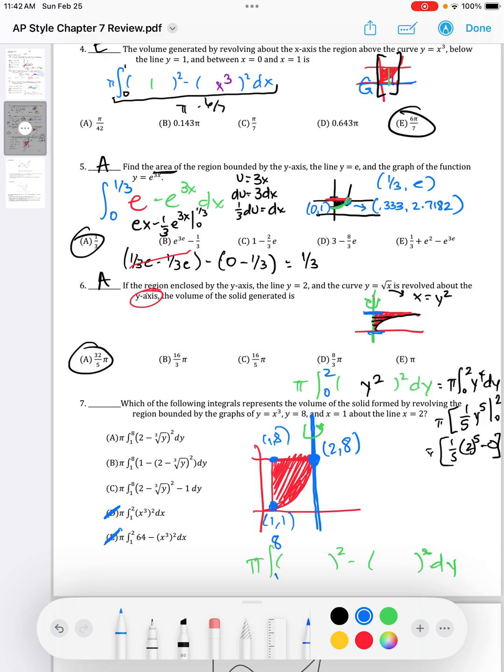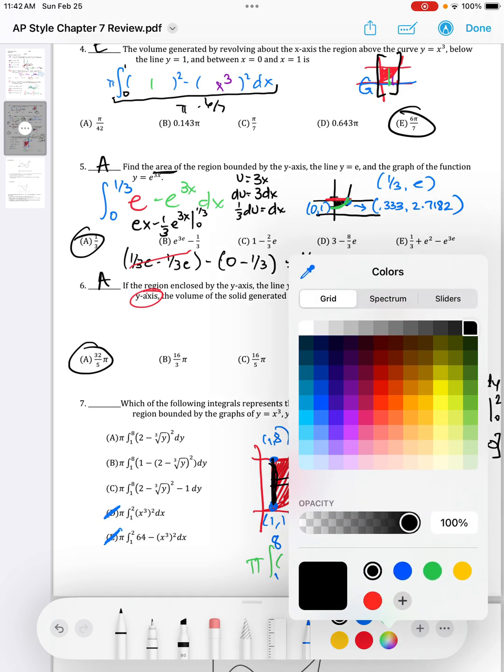Then the second thing that I can look for is my biggest radius. And the biggest radius is going to be from my axis going over to the farthest side of the region. And that farthest side of the region is right here. And that is 1. But I'm going to go from 2 to 1. So this is going to be 2 minus 1 squared.